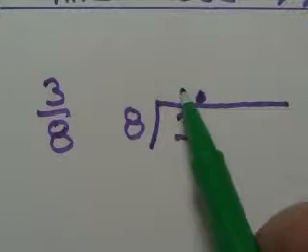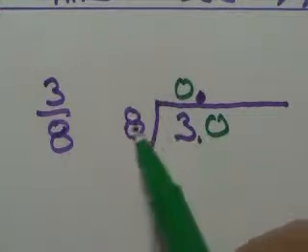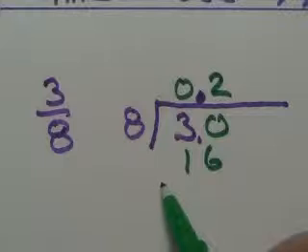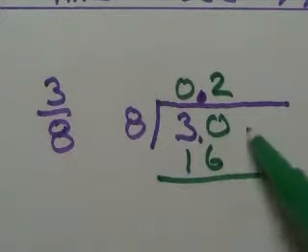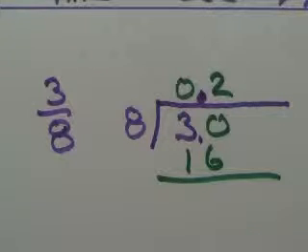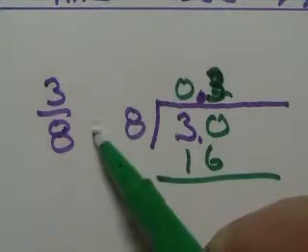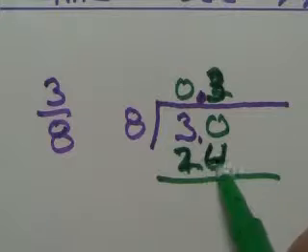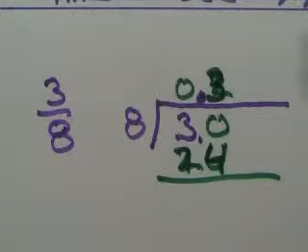So 8 does not go into 3. You can put a 0 there or not. Then I'm going to add a 0. 8 does go into 30 twice. That's 16. 30 minus 16 is... I just made a mistake, didn't I? It goes in 3 times. Sorry, I wasn't thinking. So 8 times 3 is 24. My bad. It does go in more than twice. So 24, and that leaves us with 6 left over.